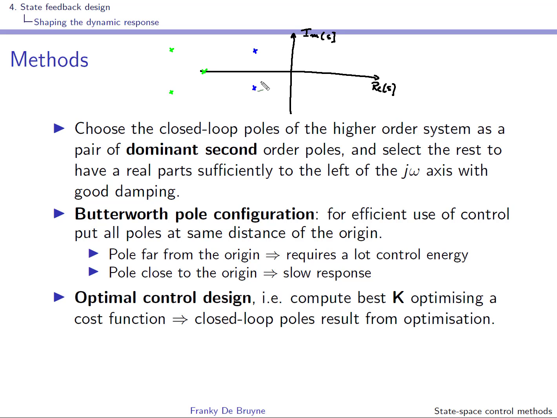We will see also that there is the influence of the zeros. Remember that with state feedback you cannot affect the zeros, but we will see that as long as the zeros are located, between quotes, far away from the dominant poles, the effect is rather small.